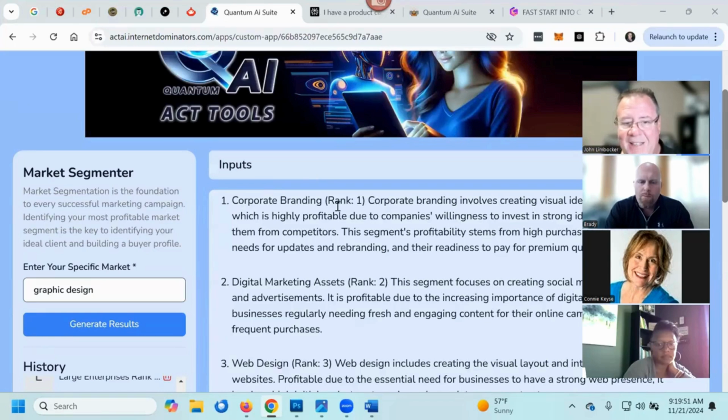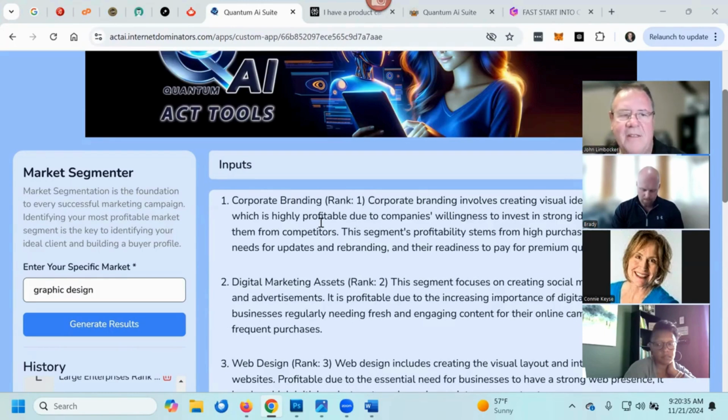So like I said, ranked number one, this is your most profitable segment of graphic design: corporate branding. So you might not have even thought of that. You might have been focused on something completely different. But what this does is tell you the different segments that you have to choose from. Each one of these has its own particular buyer. These buyers are not the same. They're not thinking the same things. They don't want the same things. They have different reasons for wanting what they want. So it's very important that you dial in your market segment.